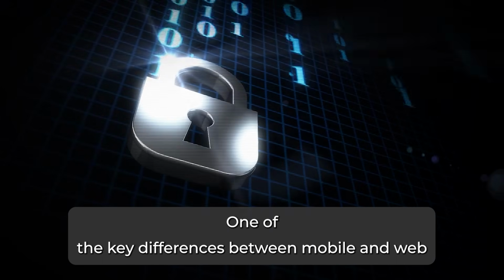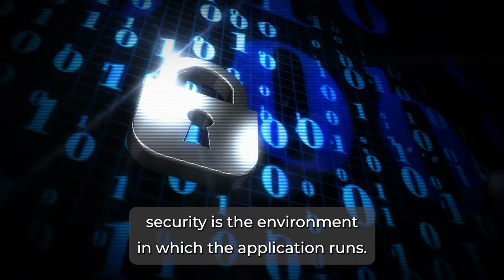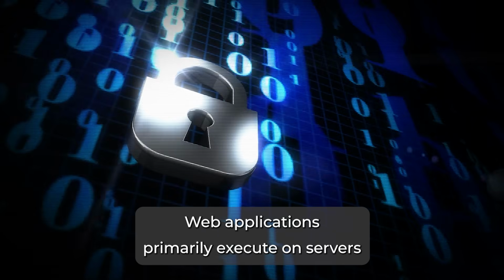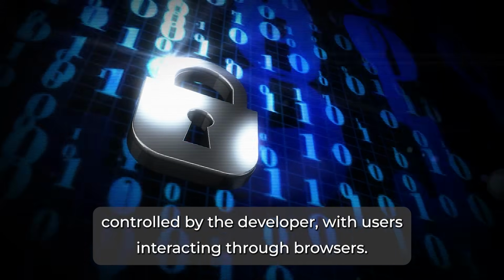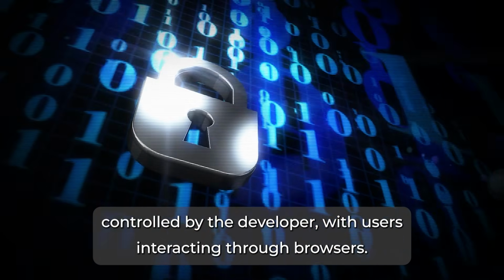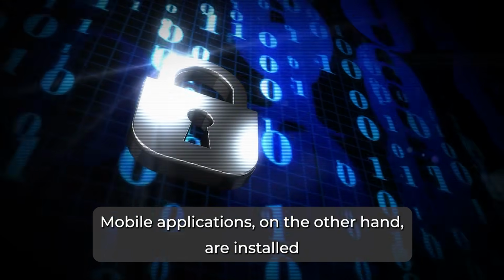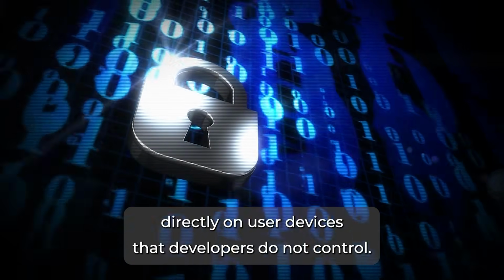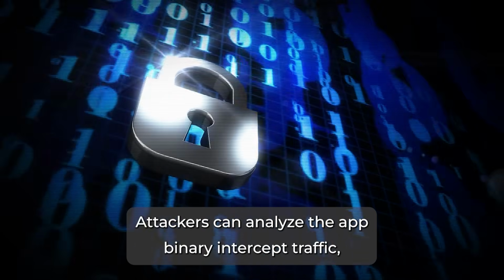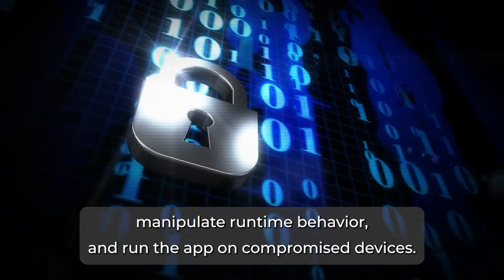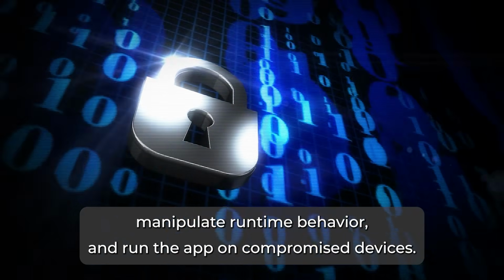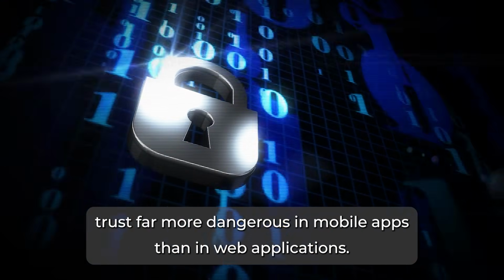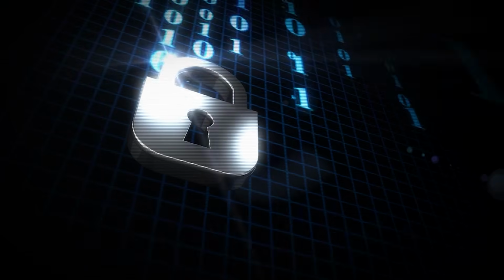One of the key differences between mobile and web security is the environment in which the application runs. Web applications primarily execute on servers controlled by the developer, with users interacting through browsers. Mobile applications, on the other hand, are installed directly on user devices that developers do not control. Attackers can analyze the app binary, intercept traffic, manipulate runtime behavior, and run the app on compromised devices. This makes client-side trust far more dangerous in mobile apps than in web applications.